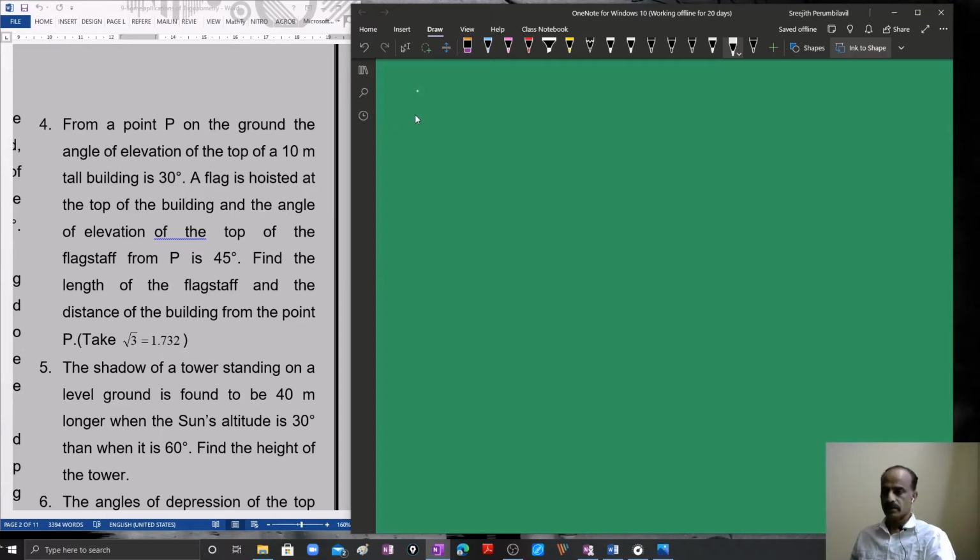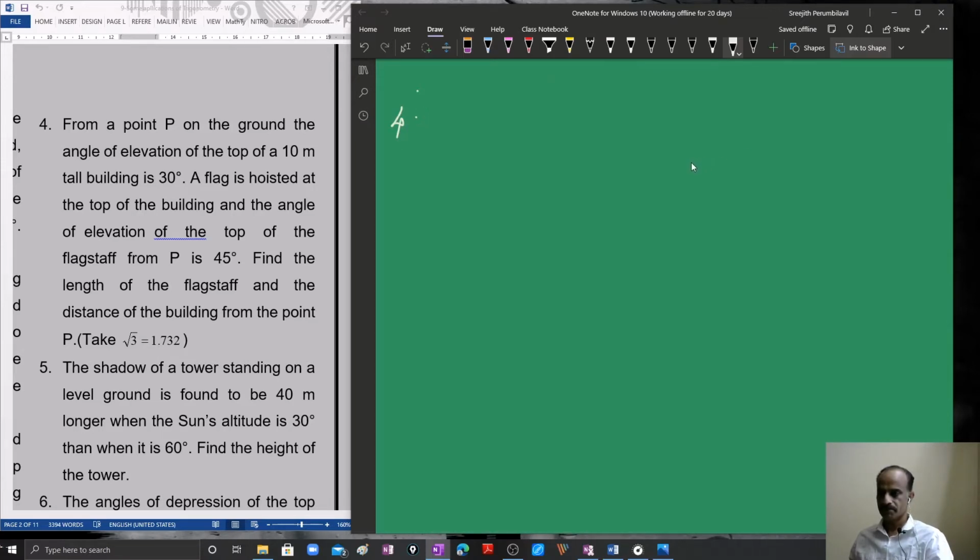From a point on the ground, the angle of elevation of the top of a 10-meter building is 30 degrees. A flag is hoisted at the top of the building and the angle of elevation of the top of the flagstaff from the point P is 45 degrees. Find the length of the flagstaff and the distance of the building from the point. Sounds to be a lengthy question.